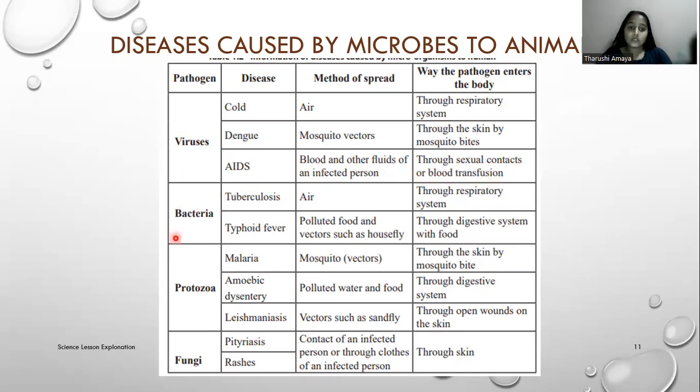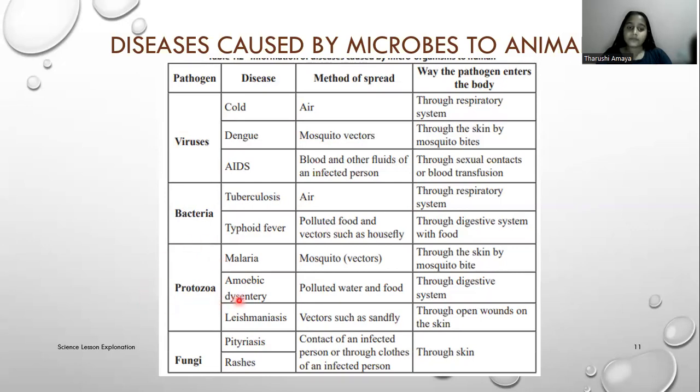And let's move on to the next pathogen, bacteria. Tuberculosis is spread by air and enters the body through the respiratory system. Typhoid fever is spread by polluted water, polluted food, and vectors such as the housefly, and it enters the body through the digestive system with food.